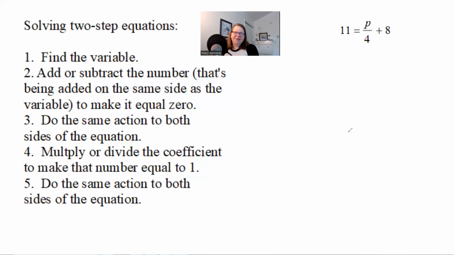All right, let's take a look at solving a two-step equation. Now, there's 5 steps over here listed out. They're very wordy. I mean, it's a lot on the screen. I get that when you see it all, it's kind of like, whoa, okay, this is a lot. But let's go through it step by step.